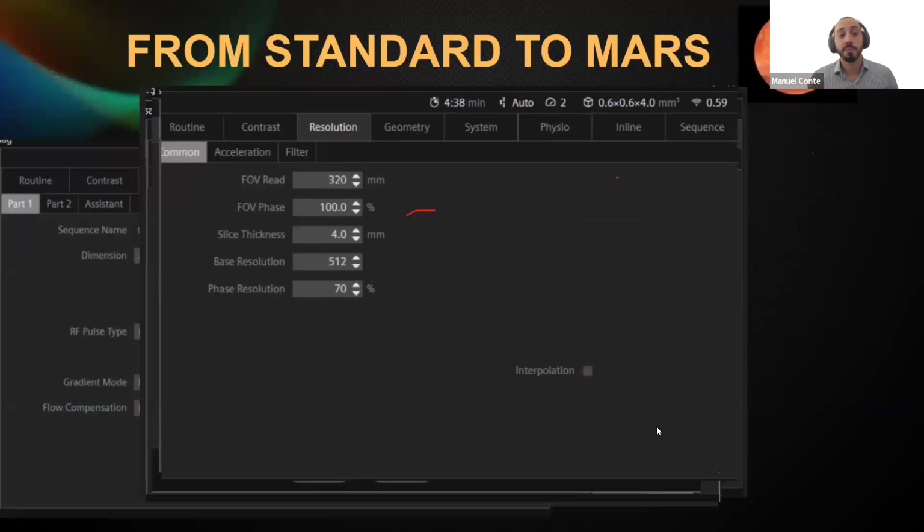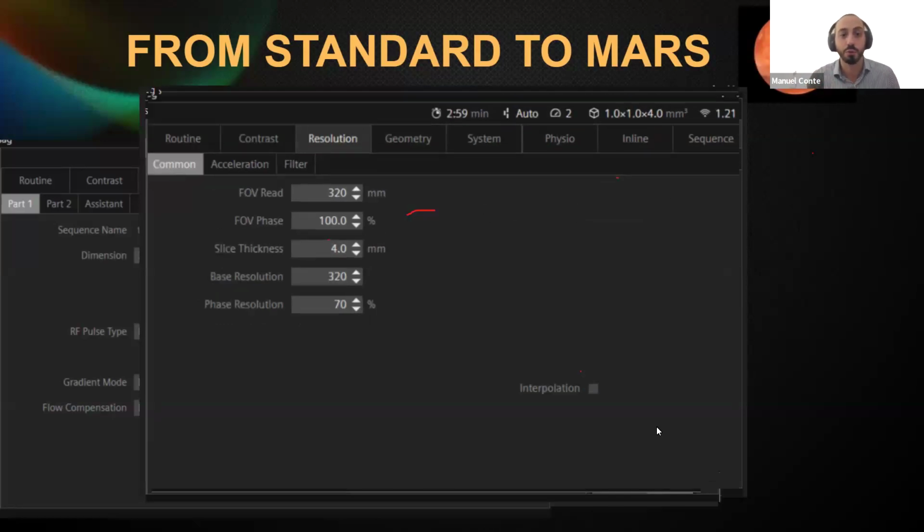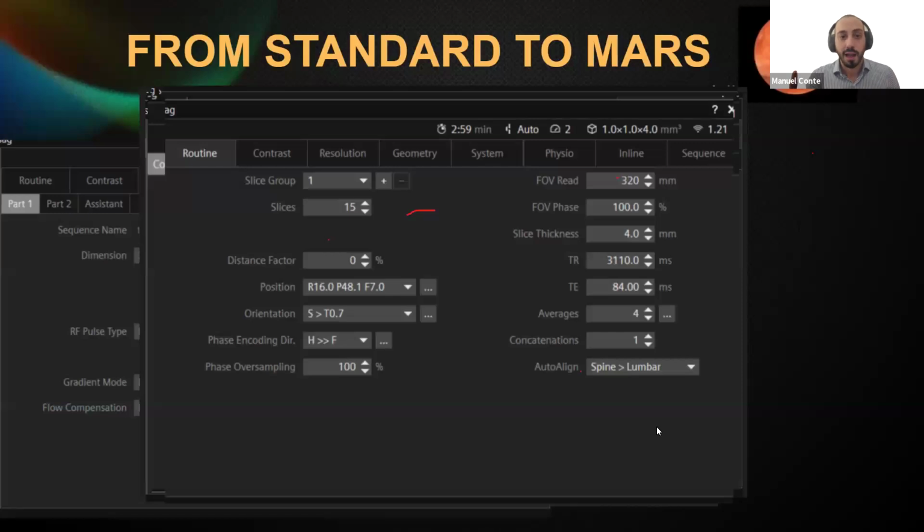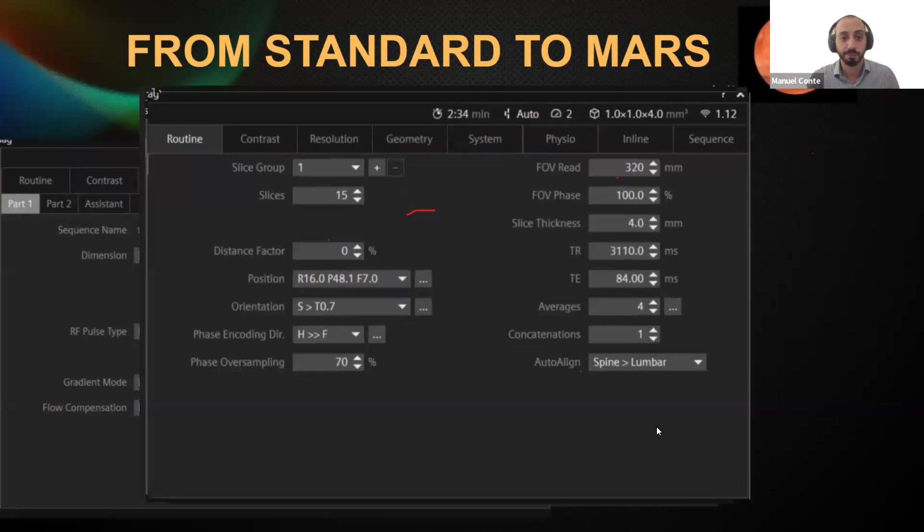And about the base and phase resolution, as I said, it really depends on the clinical indication. In this case, the signal is 0.59, so I would decrease the resolution a bit to give more signal to the image. So I move to 320 by 270, but again, it depends on the scan that you're doing and on the clinical indication. And we can change the phase encoding, and we can also increase the averages to give more signal.